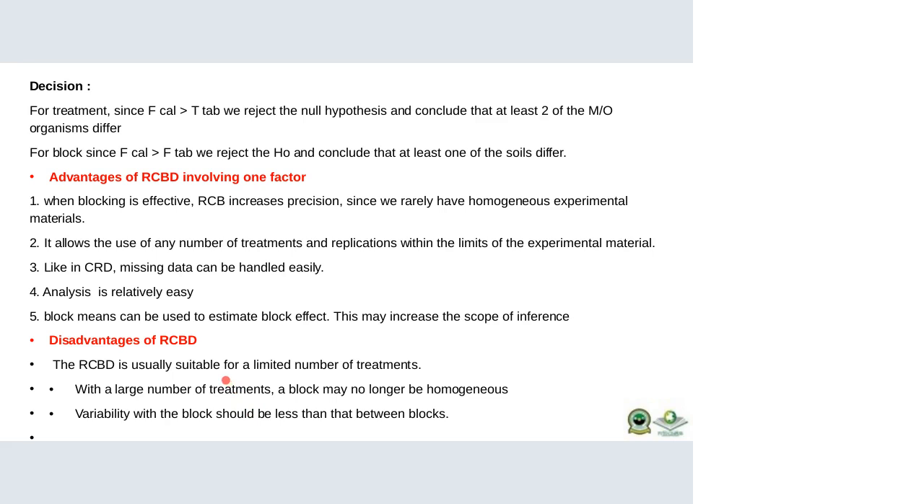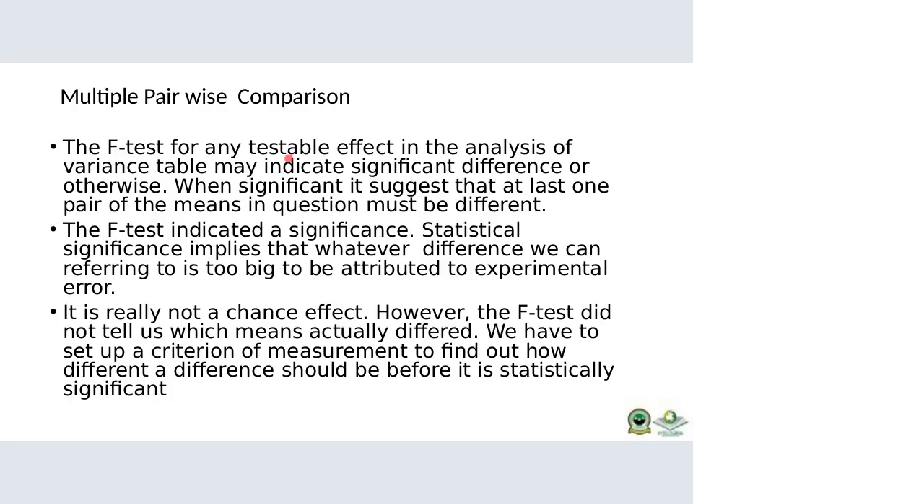Since we are blocking, we will consider that block A should be different from block B, and block B should be different from block C, and so on and so forth. So variability within the block should be less than that between blocks. If you increase the number of blocks, the variability may be lost completely.